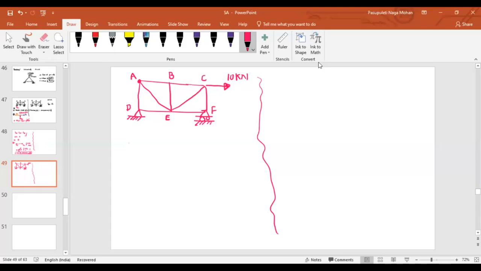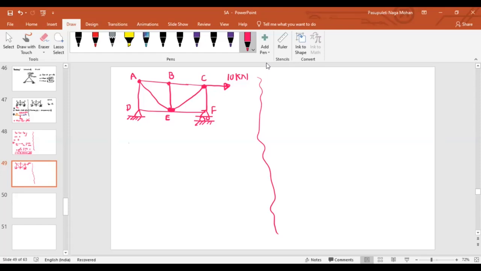Similarly, go to joint B. Again, how many members are connected? 3 members, so there are more than 2 unknowns. Again, I cannot start from B. Similarly, look at joint C. Again, 3 members are connected, so I cannot start directly from C. Even if I look at point E, how many are there? Total 5 members are connected at point E: 1, 2, 3, 4, 5. Again, I cannot start from point E.